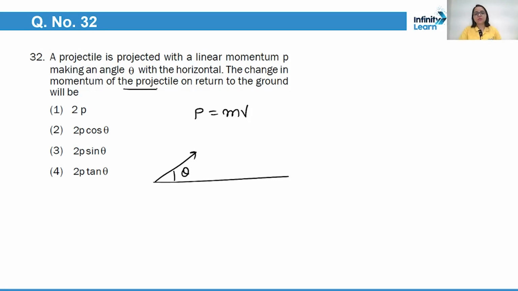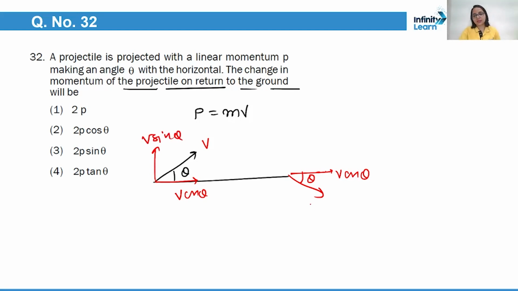The change in momentum of the projectile on return to the ground will be. When the projectile returns to the ground, its angle with the horizontal is again theta, but in the opposite sense. So if this is V, then this velocity is V cos theta, and this is also V cos theta, and this is V sin theta, and this is V sin theta. There is no change in momentum along the x-axis because velocity is not changing, but momentum will change along the y-axis.